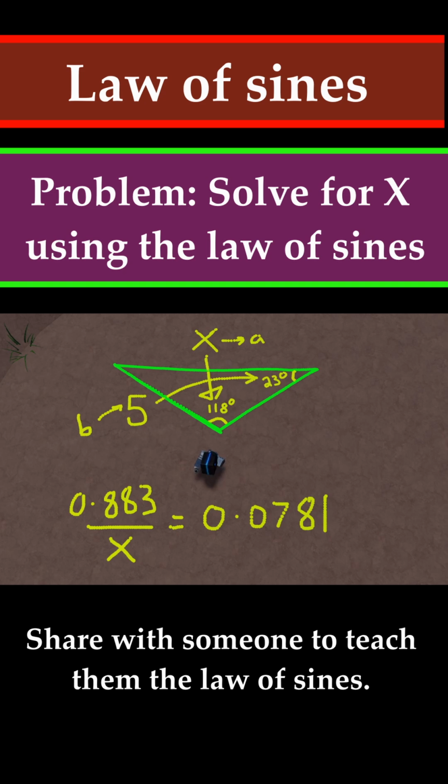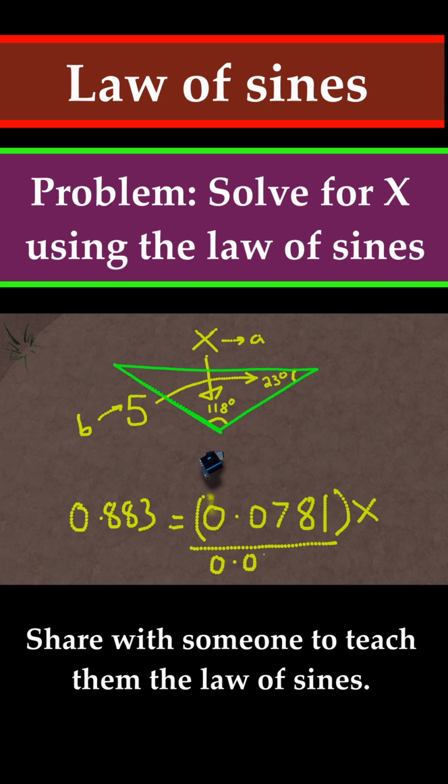So now, we need to solve for x. What I'm going to do is multiply both sides by x. That allows me to cancel the x in the denominator, because you don't want x in the denominator. Now let me clean this up. I'm going to have 0.883 on this side, and then 0.0781 times x. Now I can divide by 0.0781 on both sides to solve for x.